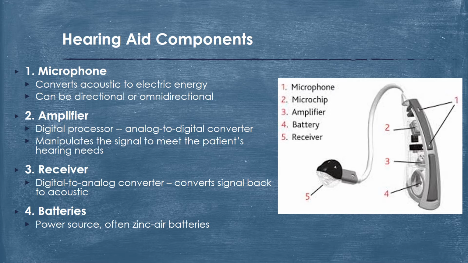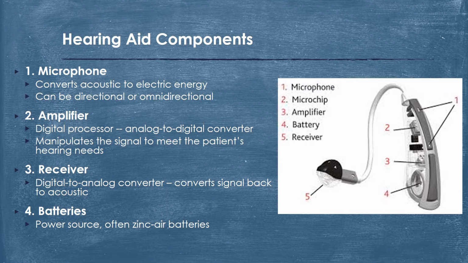On this behind the ear hearing aid that you can see in the figure on the right, the microphone's at the very top where this little ear hook piece attaches. And so the microphone's job is to take that acoustic information and convert it to electrical information or electrical energy. And the microphone can be omnidirectional, which means that it's sensitive to sound from all directions, or directional so that it focuses in on a specific direction.